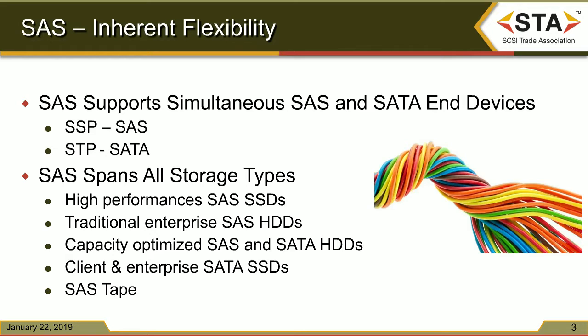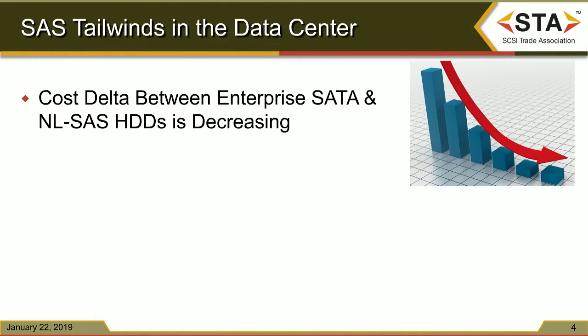Today, the majority of these SAS-enabled data centers rely on SATA HDDs. So why is that? It's basically pure economics. When these architectures were chosen, SATA HDDs were being driven by the scale of client economics, and they were significantly cheaper than enterprise HDDs. And that brings me to my first tailwind. The cost delta between SAS and SATA HDDs has been narrowing and will continue.